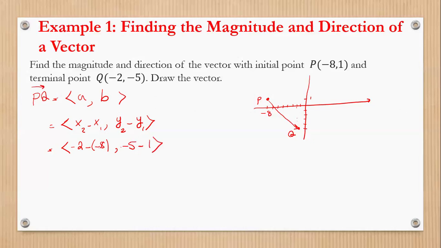And y2 means -5 minus 1. And we know that negative times negative is positive. -2 plus 8 is 6. -5 minus 1 is -6. These are the components of my vector, P and Q.